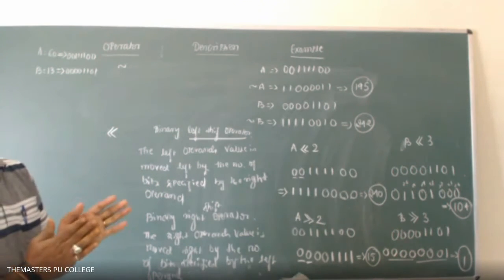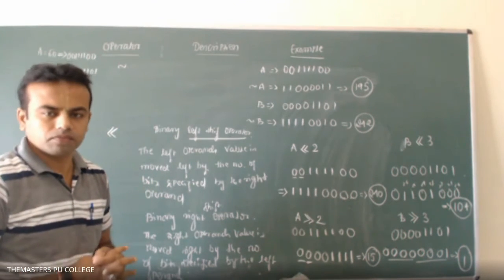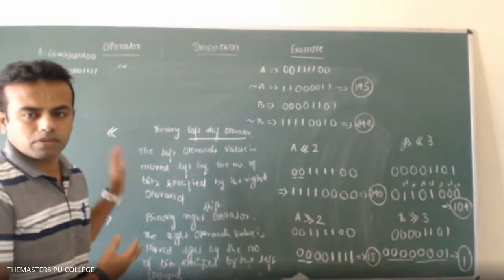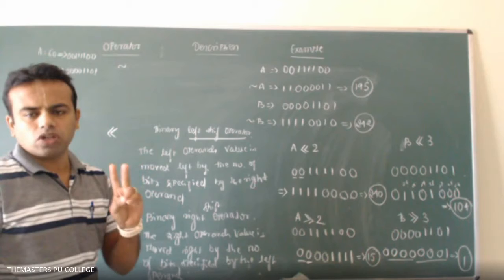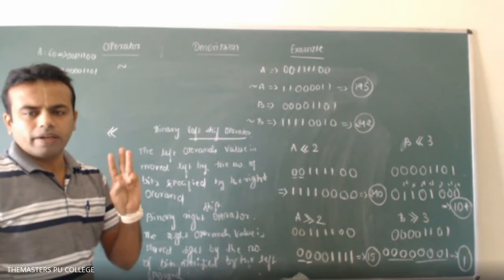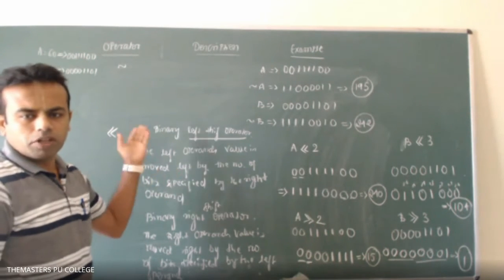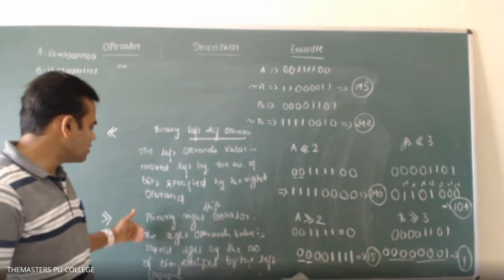Finished? Is that clear, everyone? Yes, sir. Okay, shall I erase this? All the examples with description and operator: bitwise AND, bitwise OR, bitwise exclusive OR, next bitwise complement, bitwise left shift operator, bitwise right shift operator.